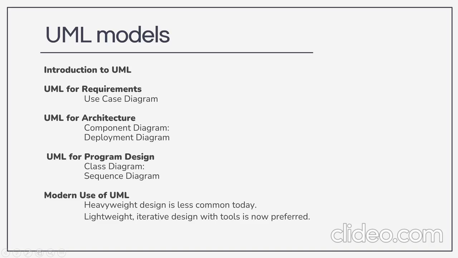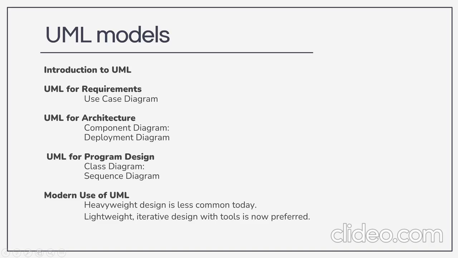UML models serve various stages of software development. For requirements gathering, use case diagrams illustrate system functionalities and user interaction, such as a customer adding items to a cart. For architecture, component diagrams show major system components, their relationships and dependencies, while deployment diagrams map these components to servers or devices. In program design, class diagrams depict the structure and relationships of classes such as user, package, and order, while sequence diagrams outline object interactions over time, like processing a payment and updating an order status.